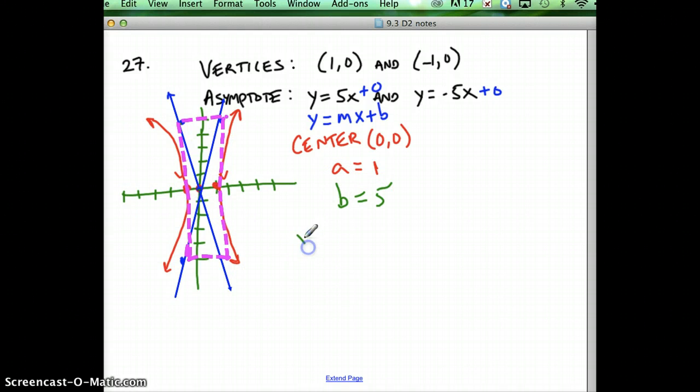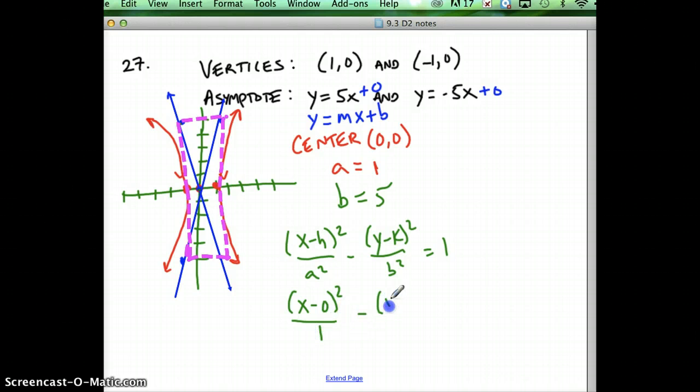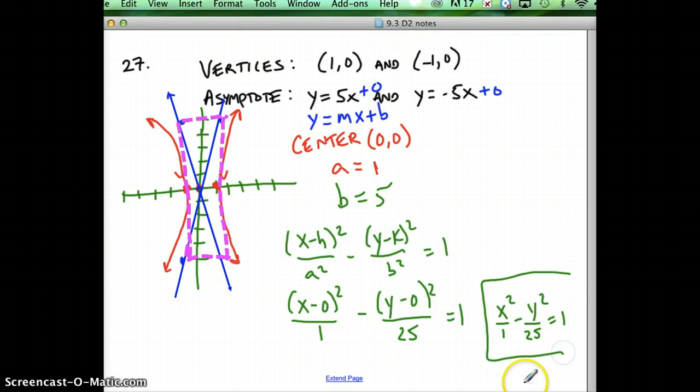So the formula that we're going to use is x minus h squared over a squared minus y minus k squared over b squared equals 1. So let's put in our information. H is 0, a squared is 1, k is 0, and b squared is 25. And just to clean that up and make it go faster, it would be x squared over 1 minus y squared over 25 equals 1. And that would be our formula. And we knew that it was this formula, that the x stuff would go first because it was opening left, right.